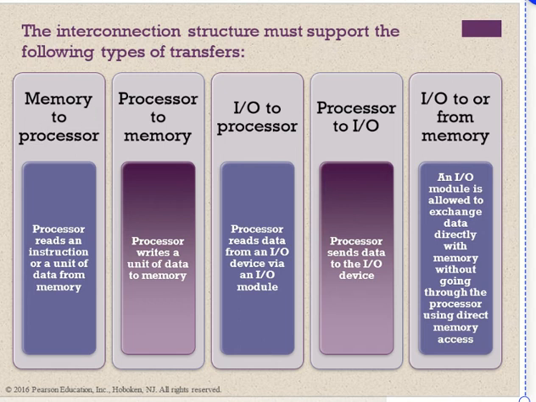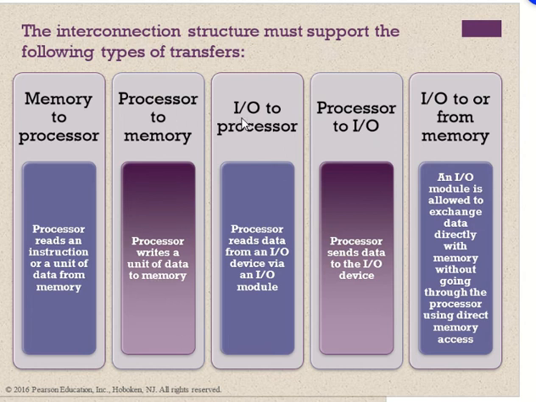Let's see the first one, memory to the processor. From the name you can say it is the interconnection structure for the data transfer. The processor reads an instruction or a unit of data from the memory. What does it read from memory? It can be an instruction or it can be data. And the next one is processor to memory. The processor writes something onto the memory.